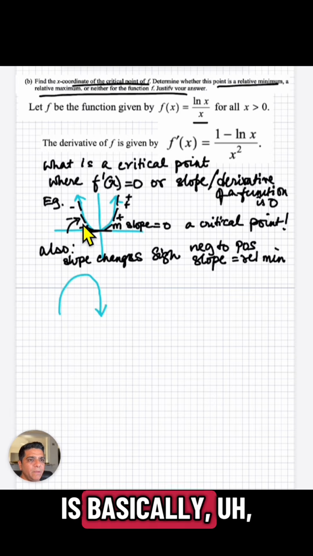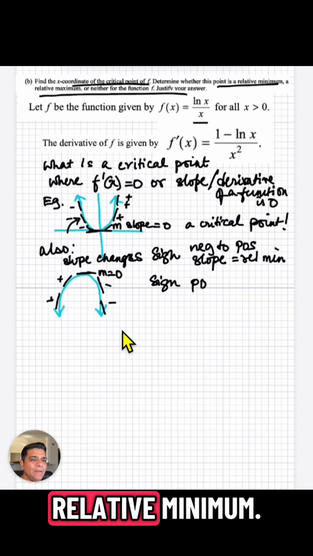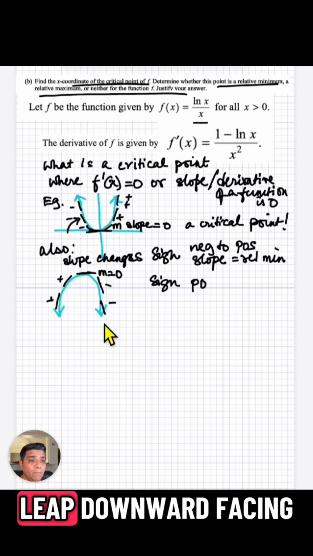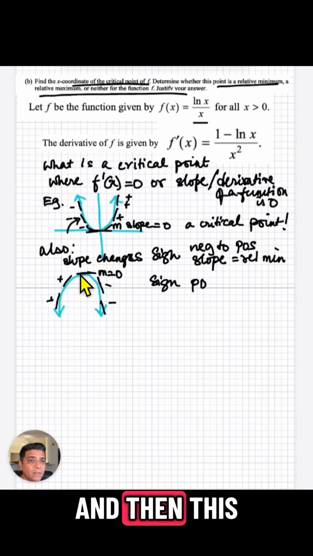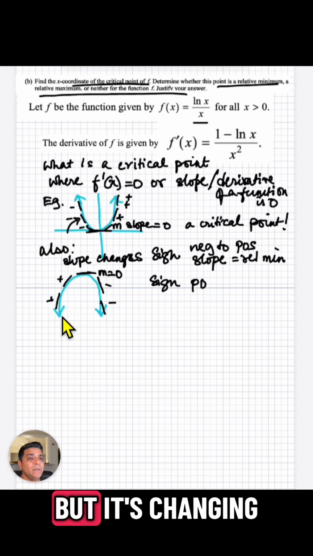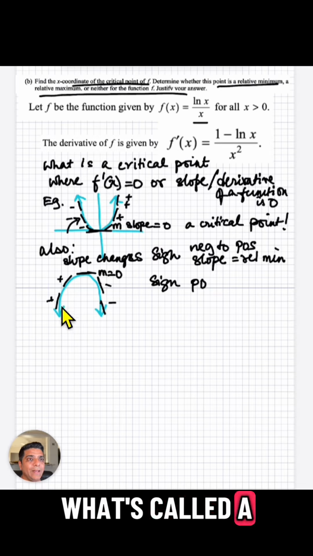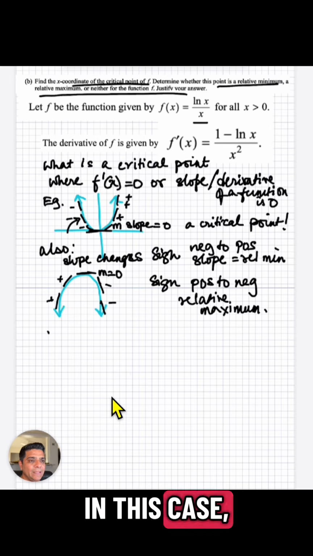So that is essentially a relative minimum. But if you have the opposite, a downward facing parabola, you see the slope is positive, positive, and then this is the critical point 0, and then there's a negative, negative slope. The sign changes, but it's changing from positive to negative. So that is what's called a relative maximum. So a change of sign in this case is a relative maximum.